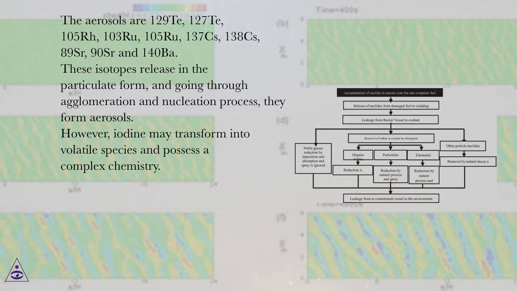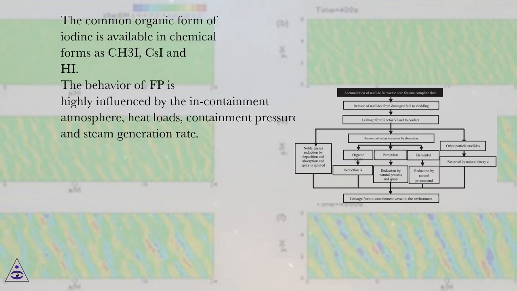The aerosols are 129Te, 127Te, 105Rh, 103Ru, 105Ru, 137Cs, 138Cs, 89Sr, 90Sr and 140Ba. These isotopes release in the particulate form, and going through agglomeration and nucleation process, they form aerosols. However, iodine may transform into volatile species and possess a complex chemistry. The common organic form of iodine is available in chemical forms as CH3I, C2H5I and HI.